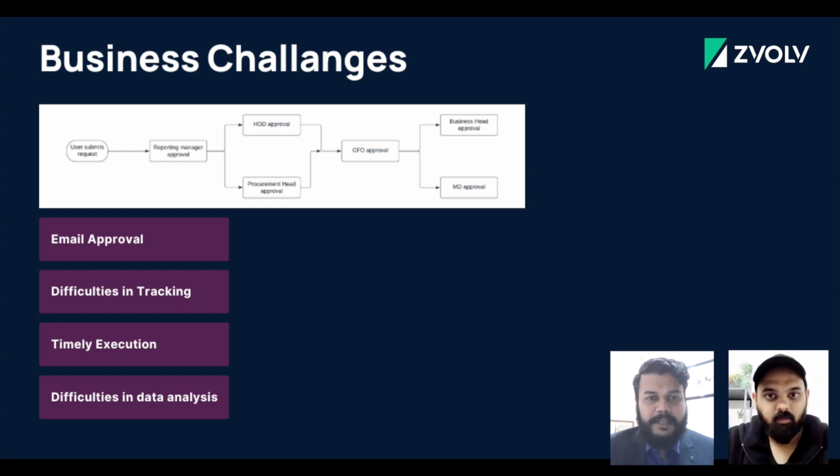Now, once this form is submitted, the first level is always sent to the reporting manager. So the reporting manager validates the form, makes sure all the required fields are present, and all the data is correct. And once the reporting manager is okay with it, then it proceeds further to the next stages of approval. Now, in the next stage, this is going to be the HOD approval and procurement head approval simultaneously. Once both of these approvals are in place, then it proceeds further for a CFO level approval, subsequently a business head, and then finally the managing director approval.